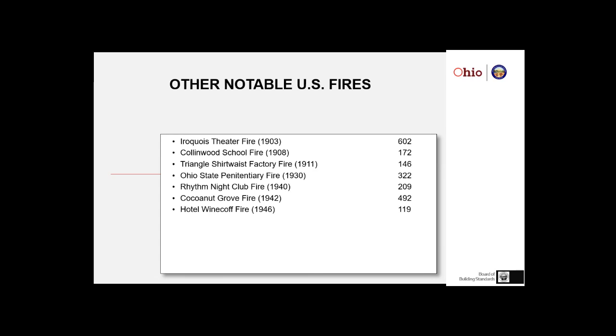Unprotected stairwells, only one stair, wooden corridor finishes and doors. This building was built in 1912, 15 stories, and there was a very long delay in detection of the fire that contributed to the deaths.